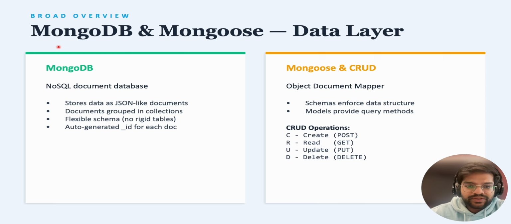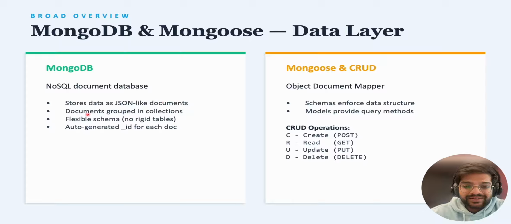So for storing of data, we use MongoDB, which is a NoSQL document-based database. Unlike the traditional SQL databases that store the data in tables with rows and columns, MongoDB stores the data in JSON-like documents. If you know JavaScript objects, you basically already know what a MongoDB document looks like. It's in key-value pairs.